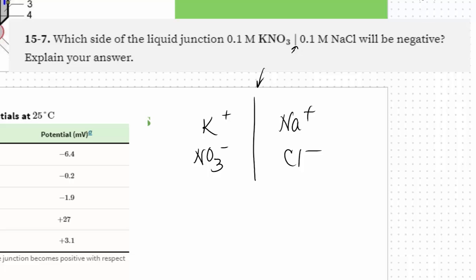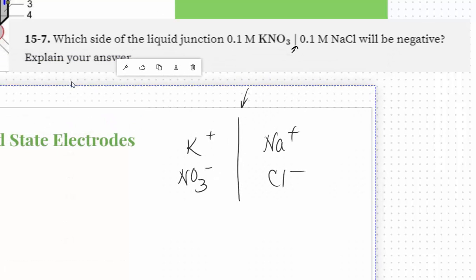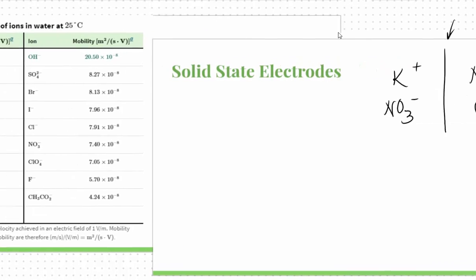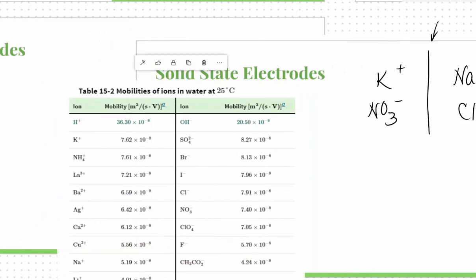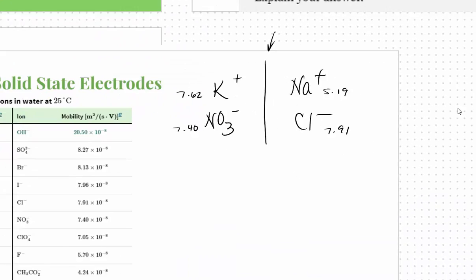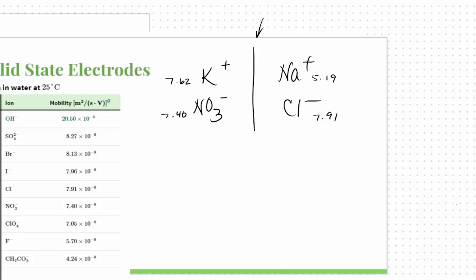Okay, well, let's look at those coefficients again. The potassium mobility, I'm just going to take down the coefficient since the exponents are the same, is 7.62. Sodium is 5.19. Nitrate's mobility is 7.40, and the chloride is 7.91. So the question was, which side is going to be negative? And explain your answer.